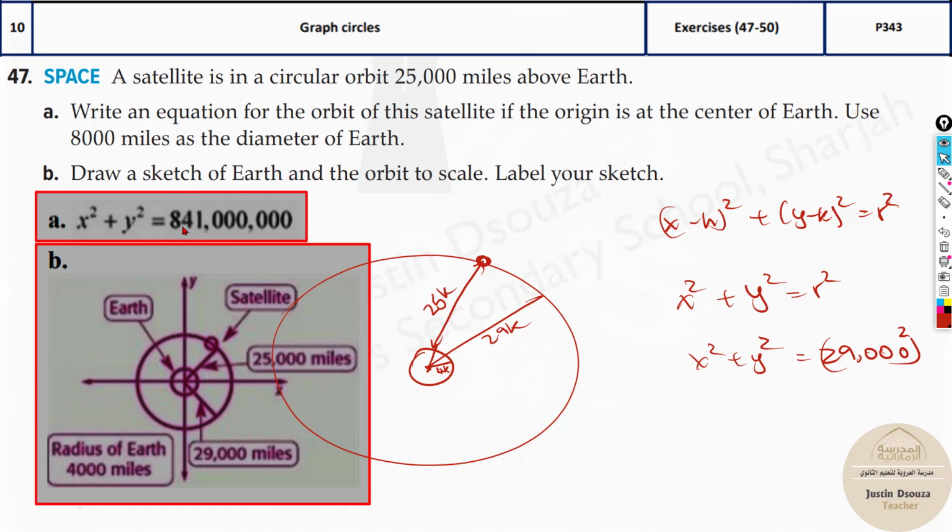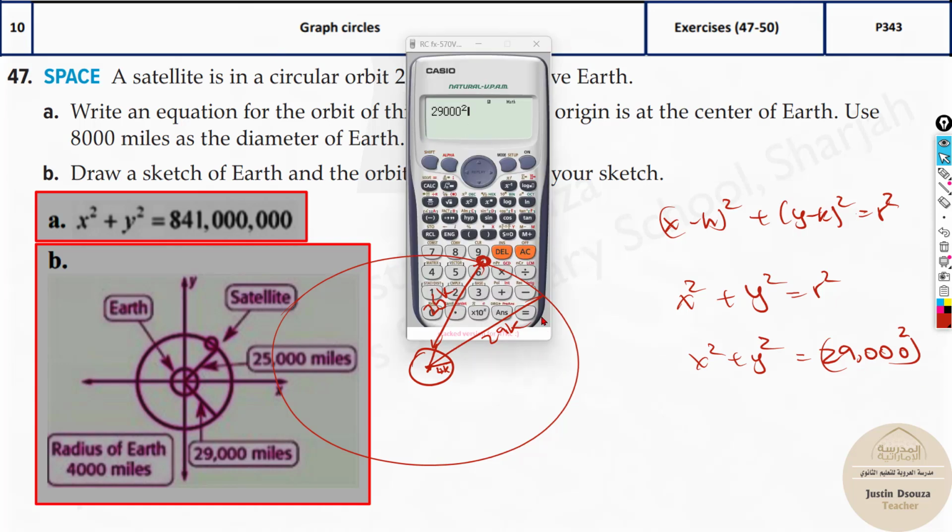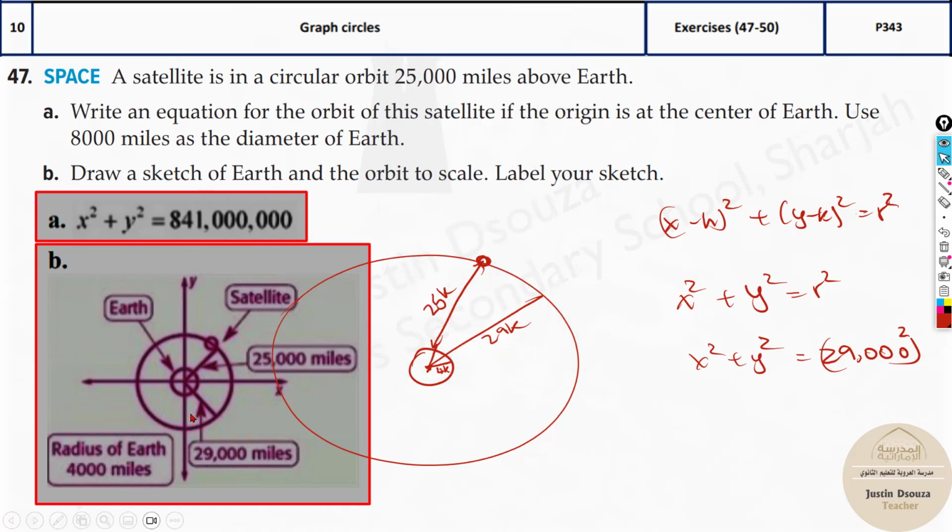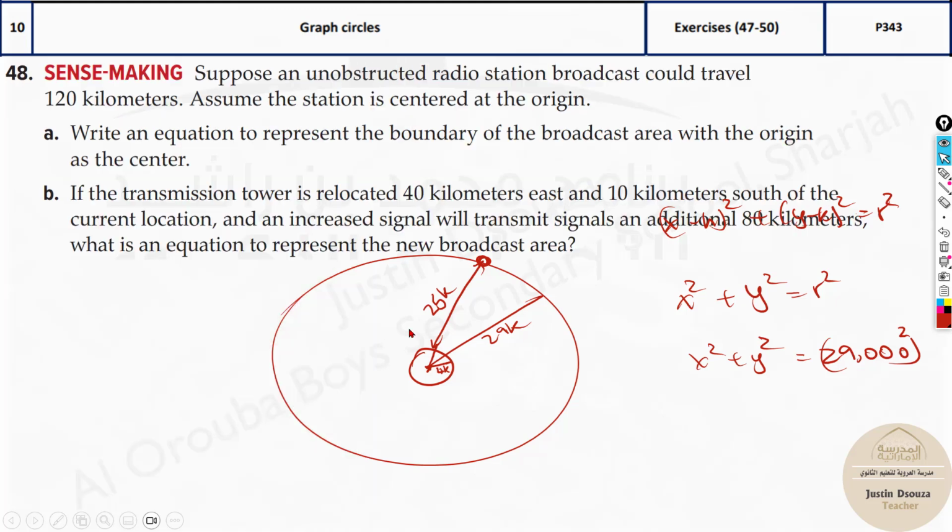Here, this 841 million is by squaring 29,000. I'll just show you now. I've just typed in 29,000 squared. That is 841 million. Yes, it's the same answer. And this is the graph over here. In the coordinate plane, just draw 2 circles. And you can tell this is the satellite, this is the Earth. And the radius is 29,000. So this is just a brief sketch, you know.